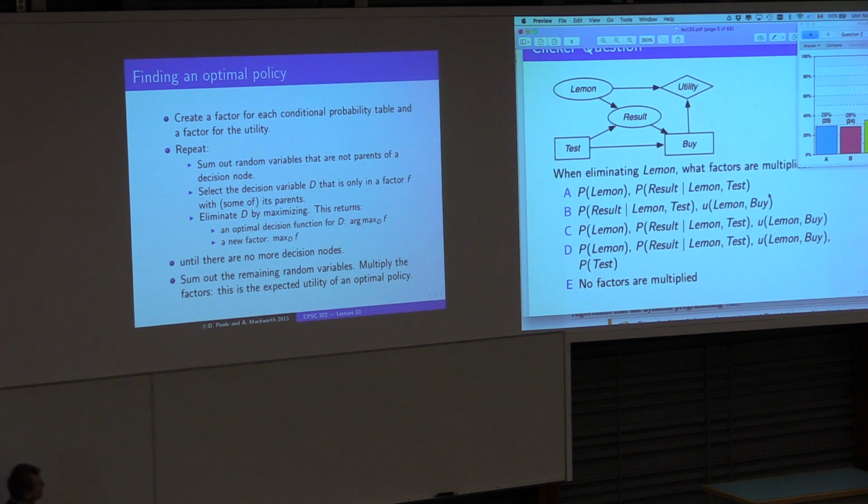We've got to multiply all the factors that contain lemon. Which factors contain lemon? Well, what factors are there? What factors exist? For every random variable there's a factor. There's the probability of lemon, the probability of result given lemon and test, and there's a utility function on lemon and bi.